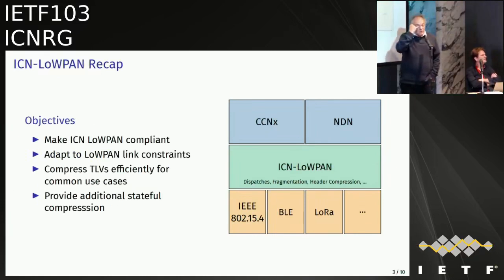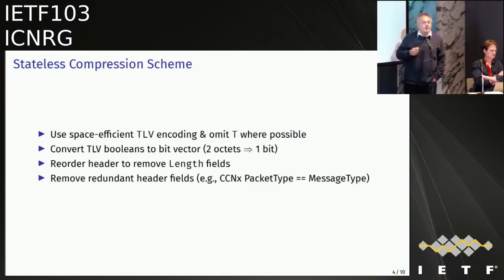Just a brief recap, what is the objective of this draft? First of all, make ICN LowPan compliant, so define a convergence layer for low power lossy networks, in particular 802.15.4. Adapt this to the link constraints of this low power lossy network, and then define a couple of compression schemes, which are first of all the stateless compression for the TLVs, and second stateful compression, and I'll come to this in a second. Stateless compression is basically about more efficient encoding and the omission of redundant information wherever possible.